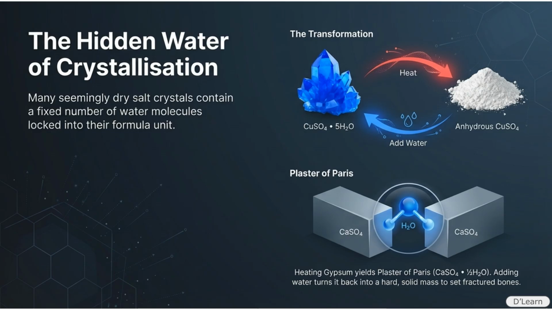Many salt crystals contain water of crystallization, a fixed number of water molecules locked into their structure. Heating removes this water, changing the crystal's color and form. Adding water reverses the process.